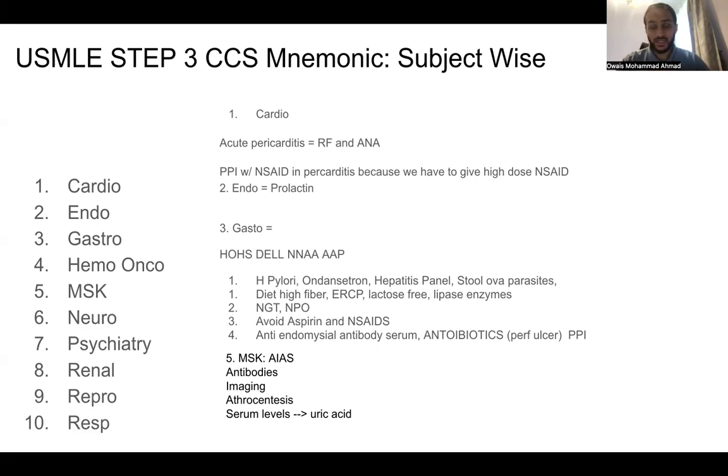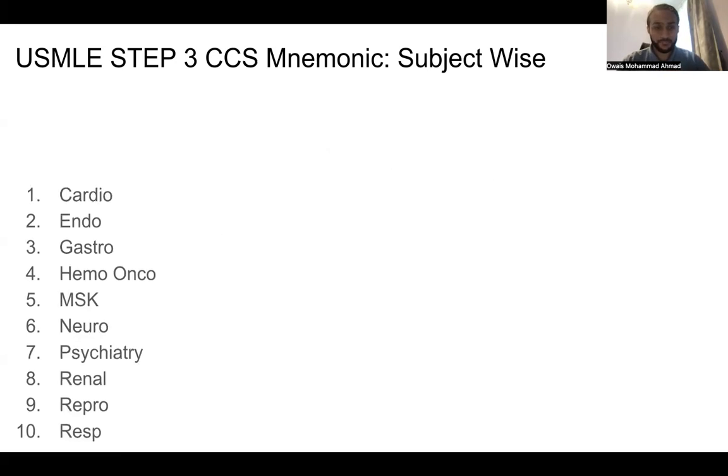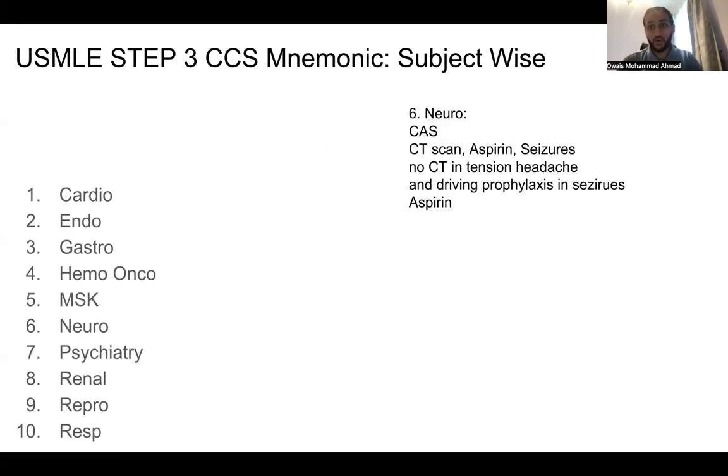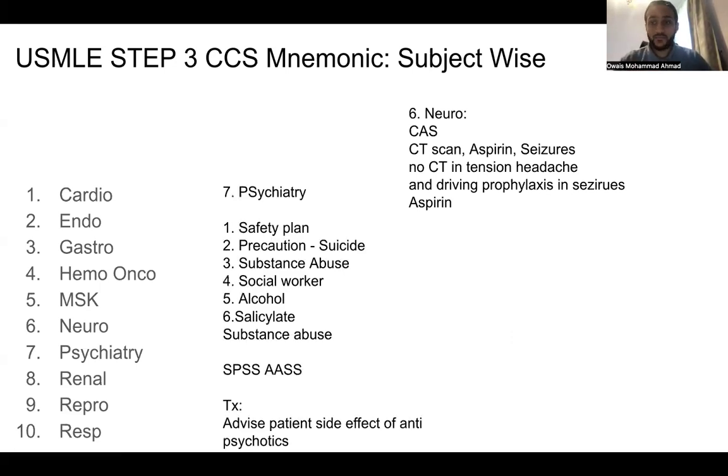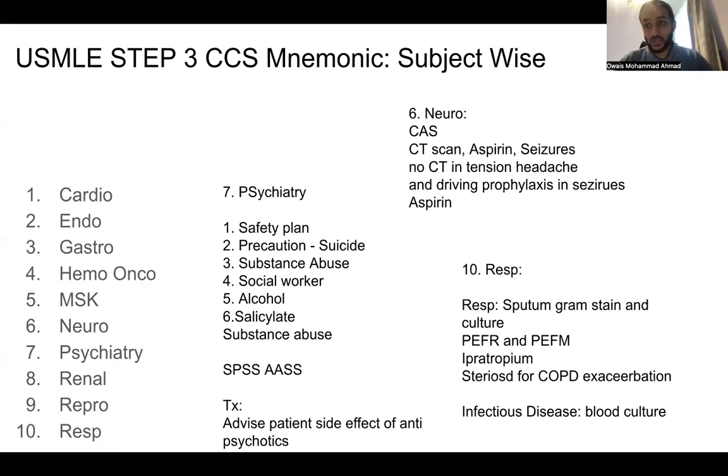And then we can see musculoskeletal is going to be AIAS. So this can be antibodies, imaging techniques, serum uric acid, and your arthrocentesis. And over here is going to be your neuro problems. So you CT scan, give aspirin and stroke prophylaxis. The psychiatry is going to be your safety plan, precautions, suicide, substance abuse, social workers, alcohol, salicylate, substance abuse. And also advise of any side effects. We can see respiratory sputum culture, sputum gram stain, ipratropium, peak respiratory flow rate, peak respiratory flow max, and steroids for COPD exacerbation. And we can do some blood cultures as well.